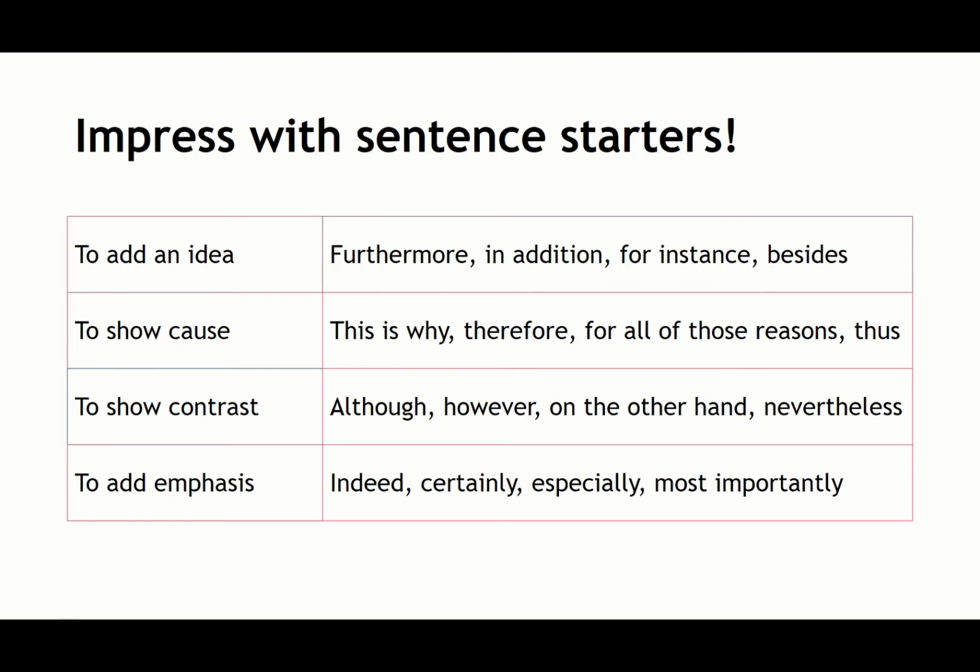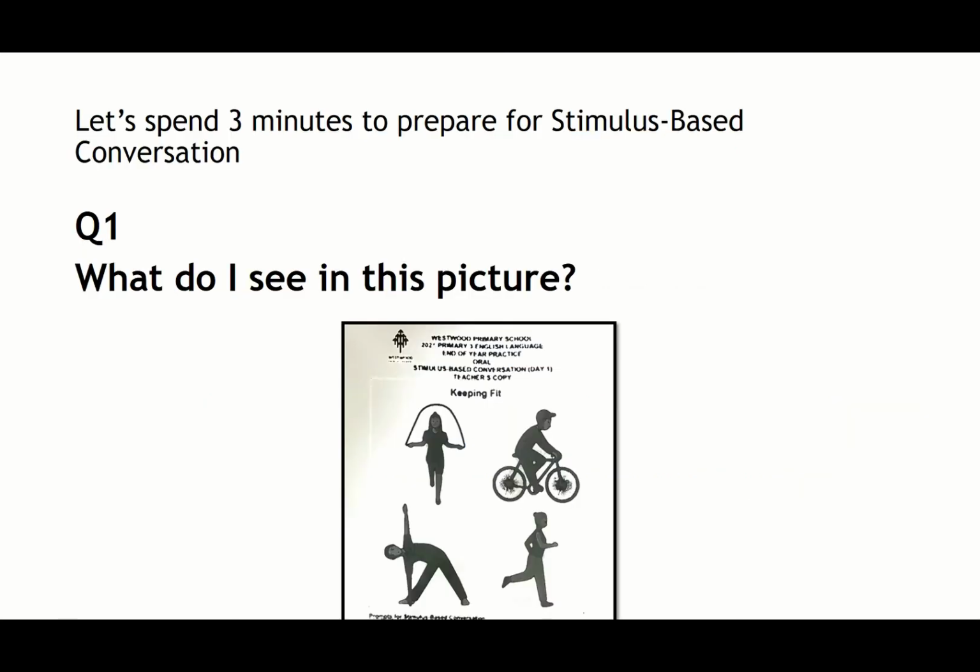Now, next, how to prepare for stimulus-based conversation. You have 5 minutes. The first 2 minutes I would suggest spending on reading aloud, where you will familiarize yourself with the flow of the story, with the dialogues that you'll be reading, as well as the difficult words that you need to practice a little bit. For the next 3 minutes, I suggest that you spend time on stimulus-based conversation.